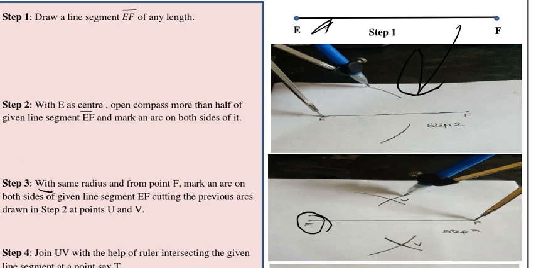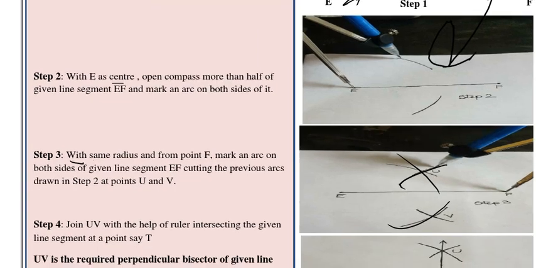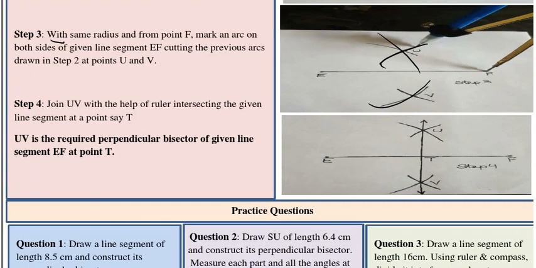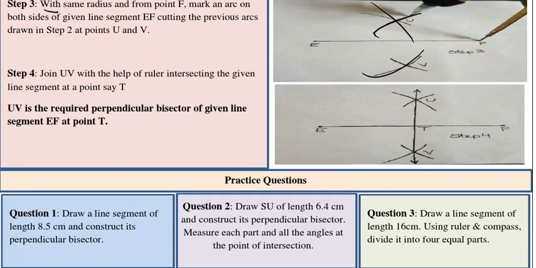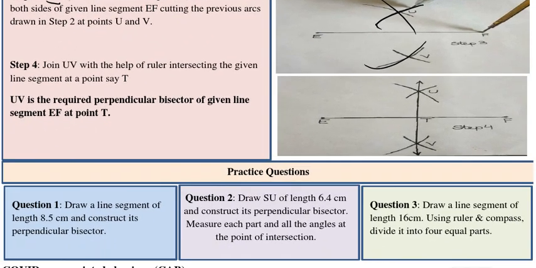So what arcs will you draw? One arc will intersect the upper arc made by point E, that is U, and the other one will intersect the lower one, which is V, with point F as our center, and again we will take the compass of the same length. Then step 4 is to join UV with the help of a ruler, intersecting the given line segment at a point, say T. So UV is the required perpendicular bisector of line segment EF.